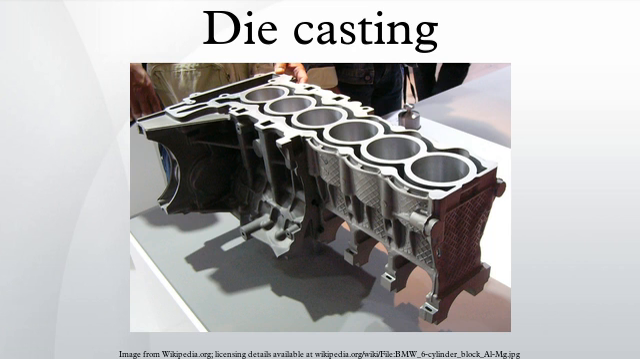Equipment: there are 2 basic types of die casting machines, hot chamber machines and cold chamber machines. These are rated by how much clamping force they can apply. Typical ratings are between 400 and 4,000 tons.